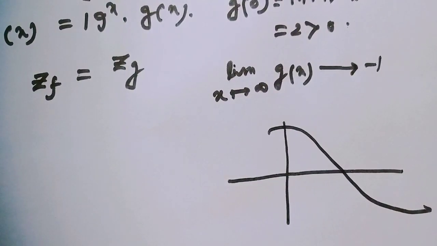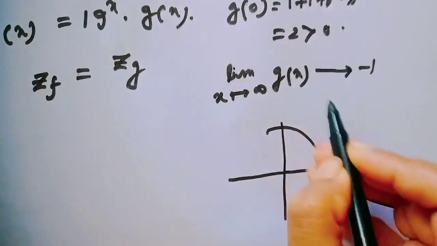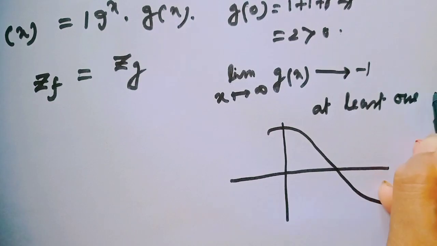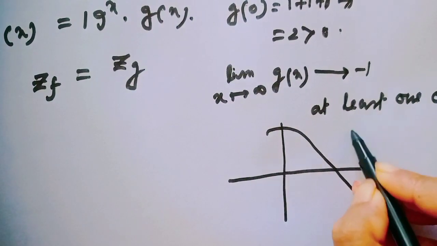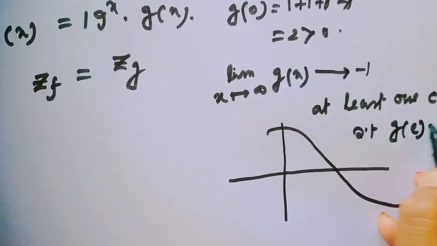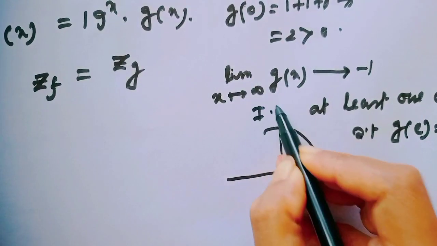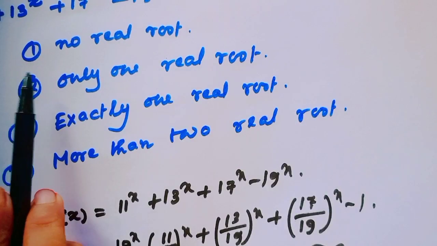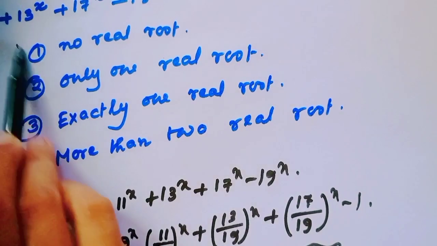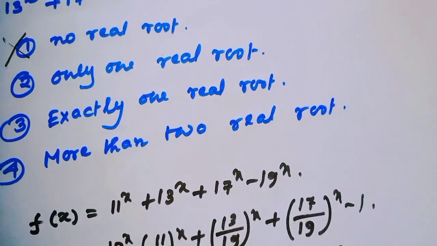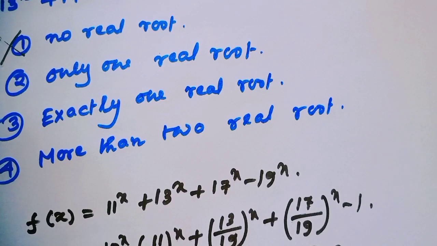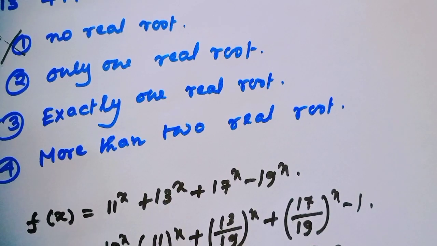Therefore, by the intermediate value theorem we can tell there exists at least one point c such that g of c equal to 0. Therefore, the first option is a wrong option. No real root is wrong. Now I will determine whether there is only one root, exactly one root, or more than two roots.